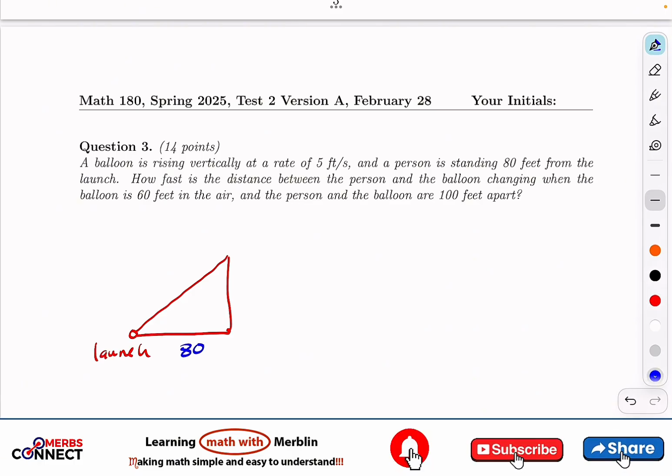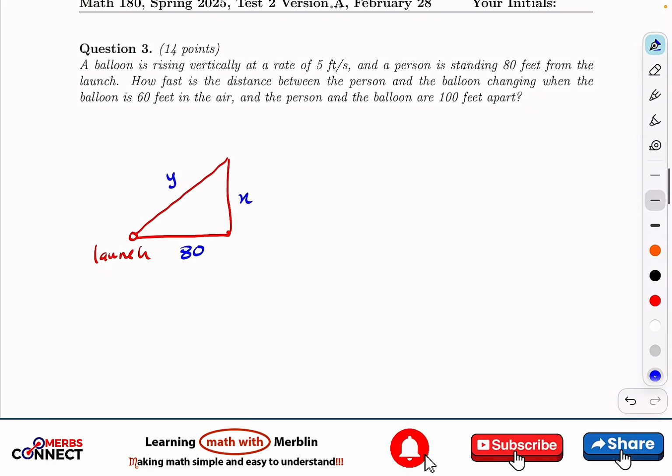Anytime I'm solving Pythagoras theorem, as soon as I know one side, make sure that the other sides are unknown so that I can use it to form the equation. So let me say this is x and this is y. If that is true, then my equation is going to be 80 squared plus x squared is equal to y squared. So this is what I'm going to get using Pythagoras theorem. Good. So now let me go ahead.